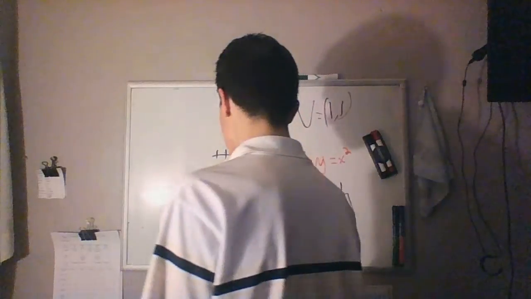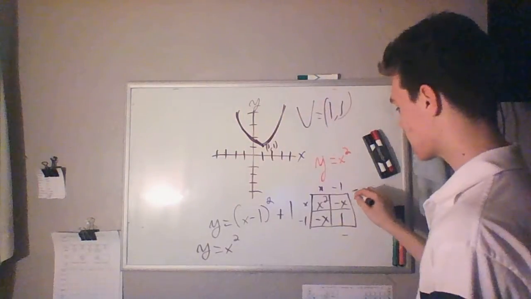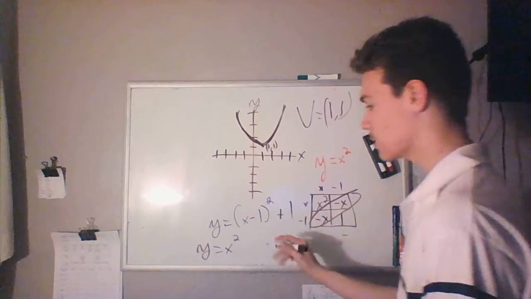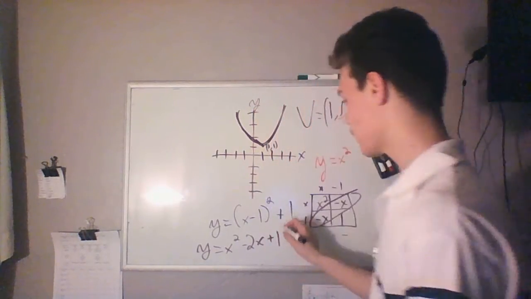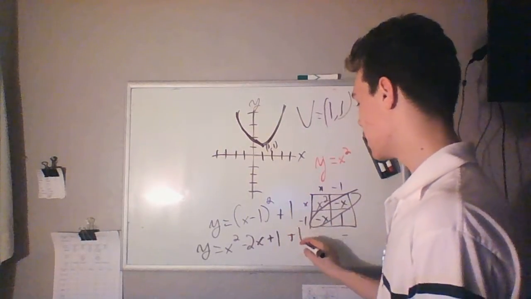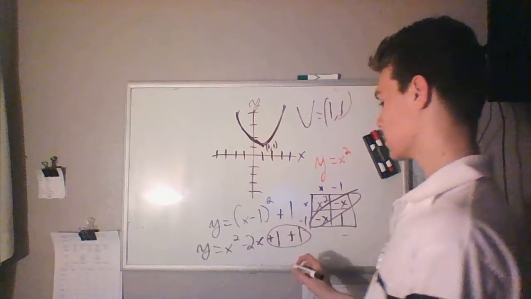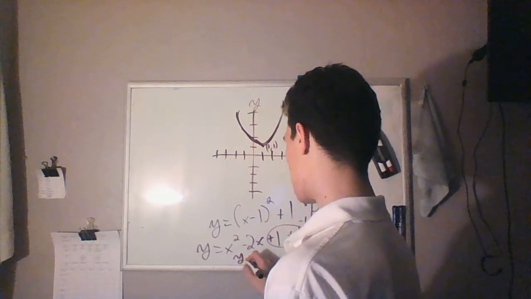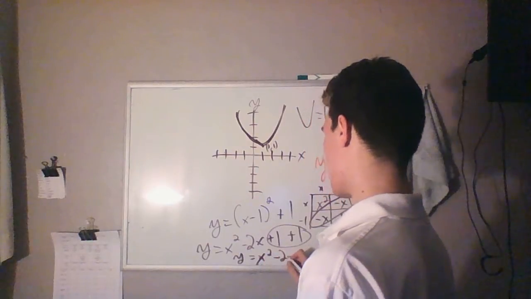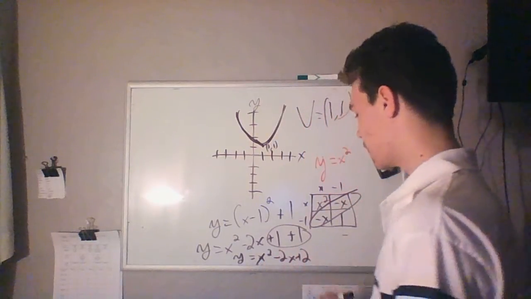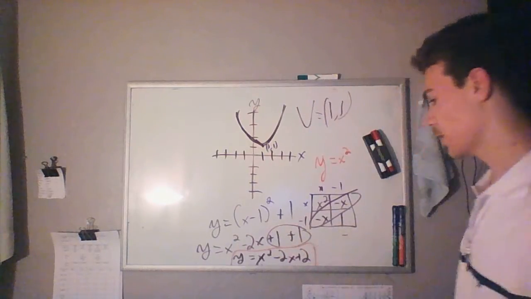So how you rewrite this is going to be y equals x squared. Combine like terms, so negative x plus negative x is going to be negative 2x. And then plus 1. And then don't forget the other plus 1. So now we have another like terms. 1 plus 1 equals 2. So how you rewrite this is going to be y equals x squared minus 2x plus 2. So this will be your final answer.